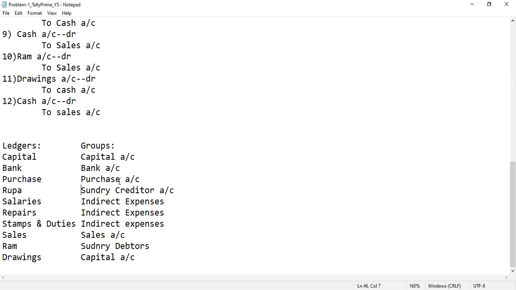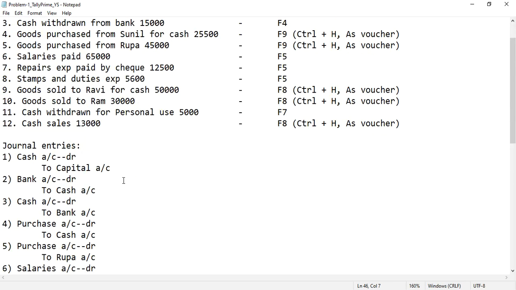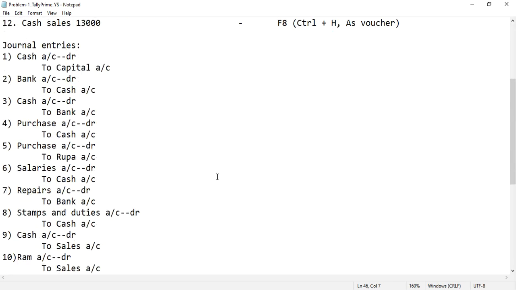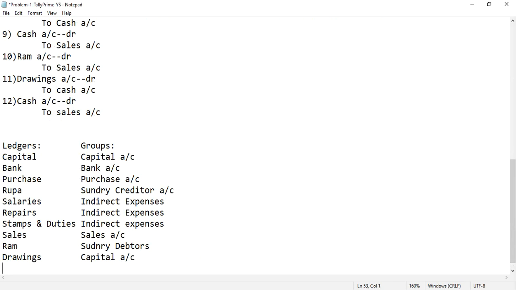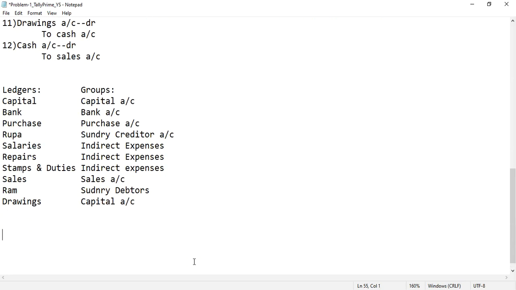After creating the ledgers, we will be making the journal entries in the software. In the manual process of accounting, first we do the bookkeeping, then from there we go to the journals, then create the ledgers, then trial balance, balance sheet, and P&L. But in the software, first we create the ledgers, then we make the journal entries.